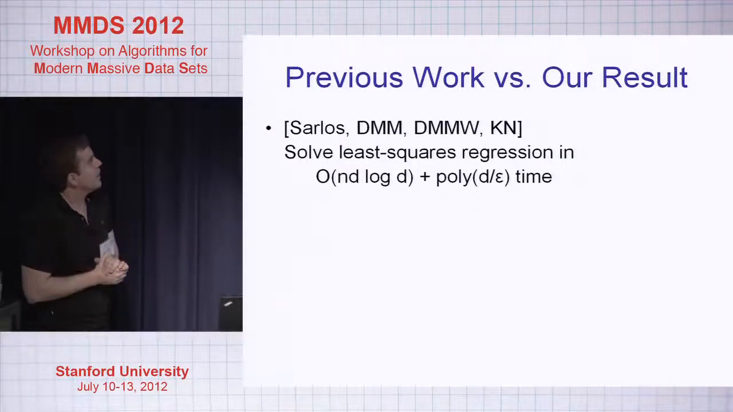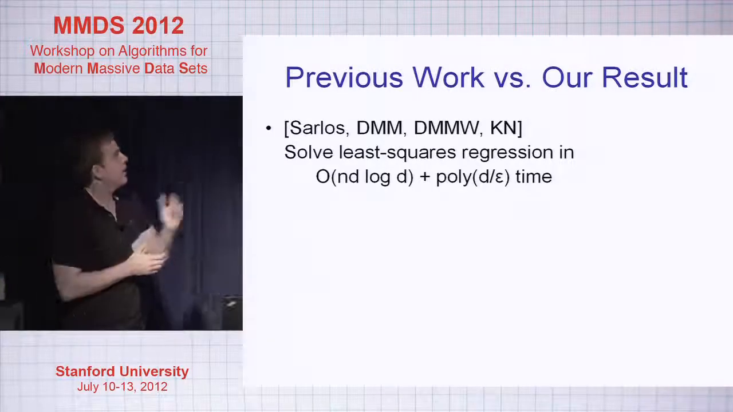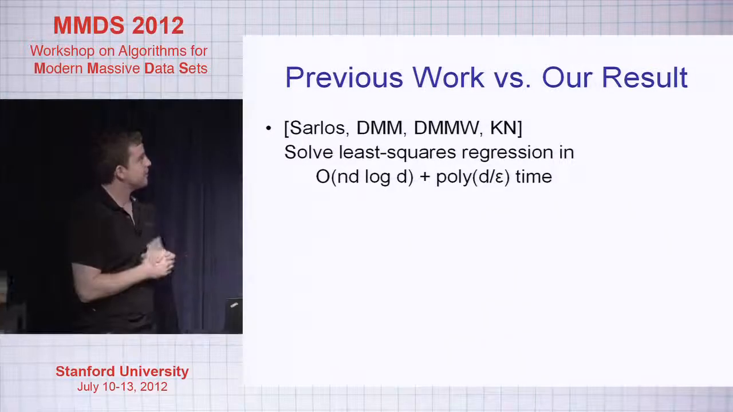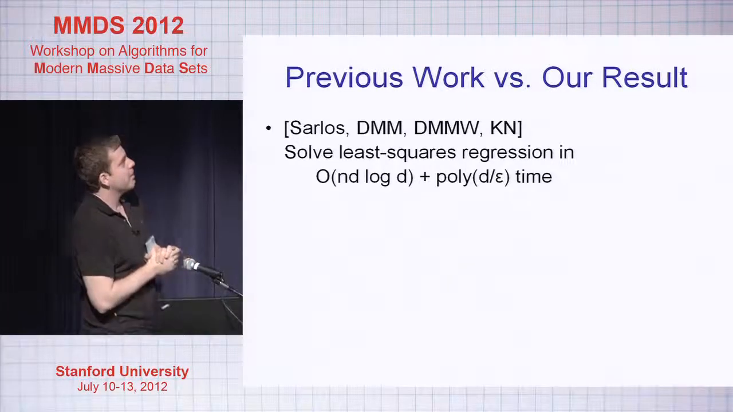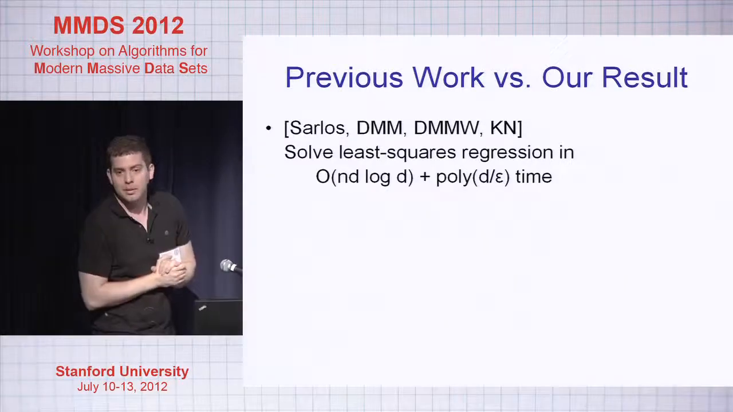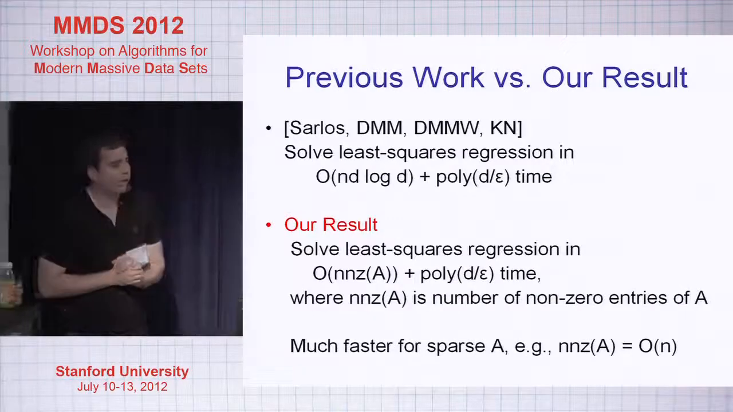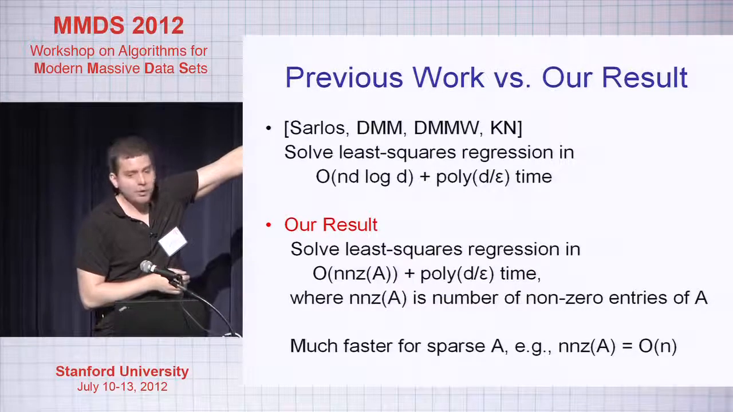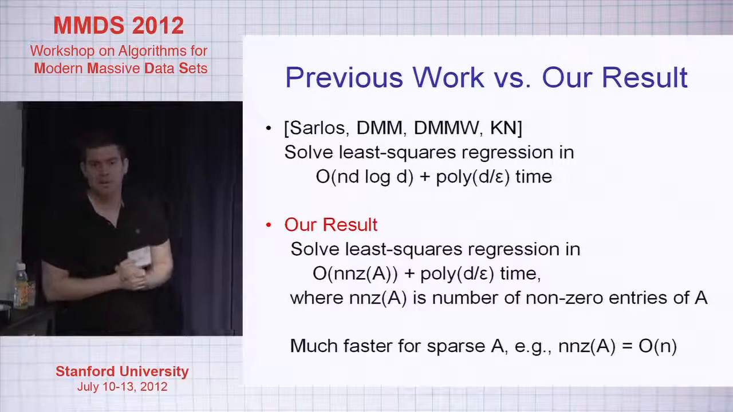To summarize previous work, by Sarlos, Drineas, Mahoney, Muthukrishnan, Kane, Nelson, and others, the state of the art was that least squares regression can be solved in nd log d plus poly d over epsilon time. And what we show is that you can solve least squares regression where the leading term is the number of non-zero entries of A, plus poly d over epsilon time.